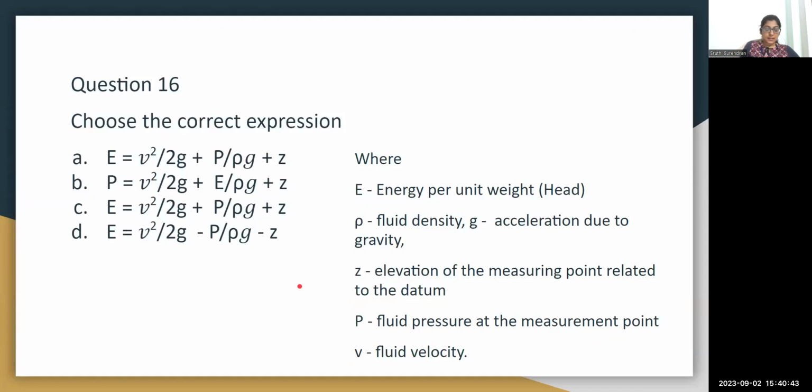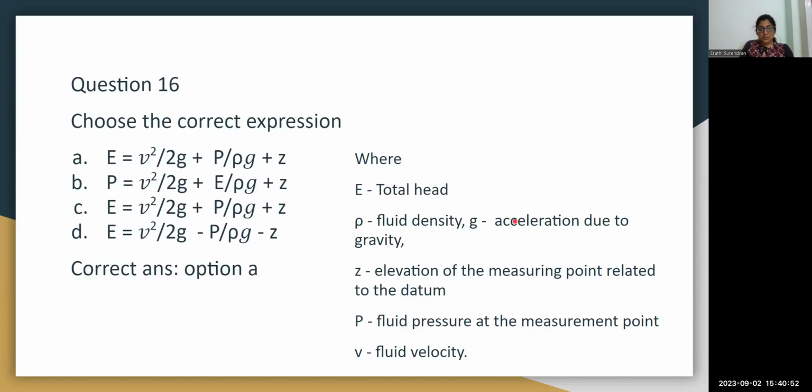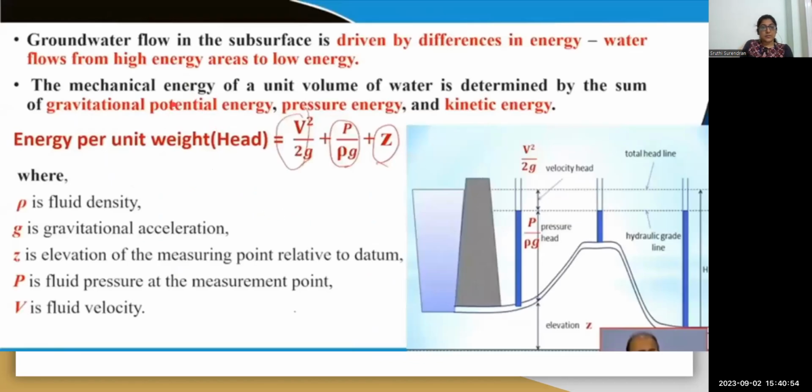So we see here this term E is equal to V square by 2g plus P by rho g plus Z is what is given over here, and which is the correct answer. So let's see what these terms are. Energy per unit weight, or the total energy of water.